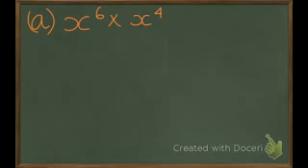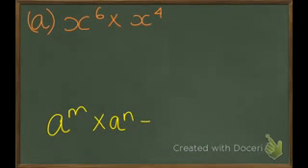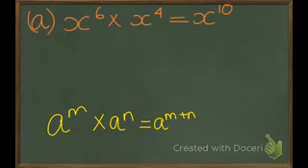Now, what you should identify is this relates to the law a to the power of m multiplied by a to the power of n is equal to a to the power of m plus n, where the bases a are the same. Therefore we can say that x to the power of 6 multiplied by x to the power of 4 is equal to x to the power of 6 plus 4, which is 10. Well done if you got that right.